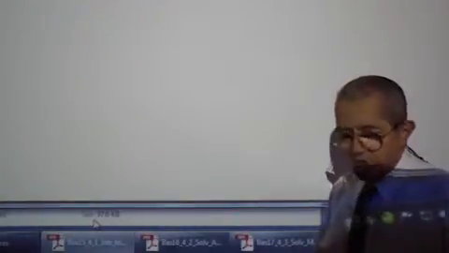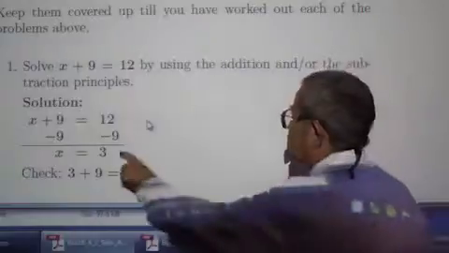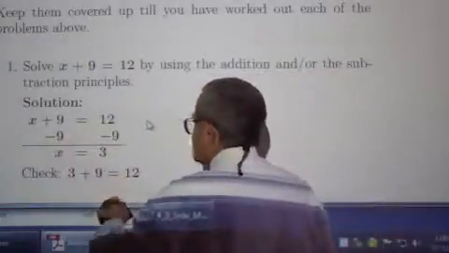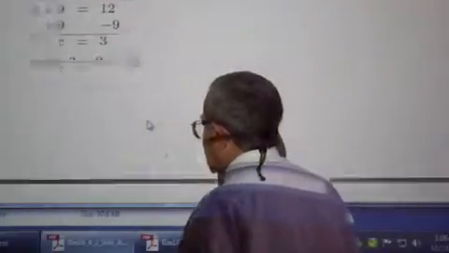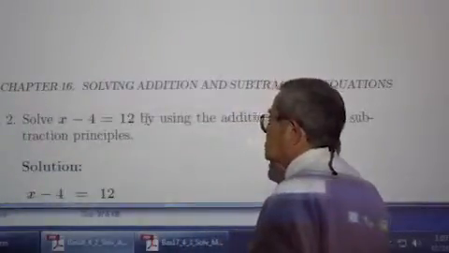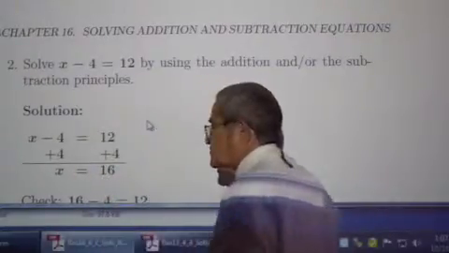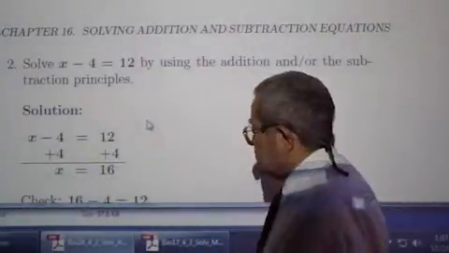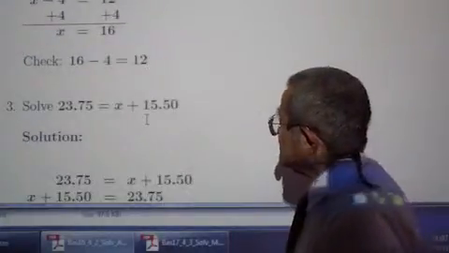Okay, that was for chapter 15. In chapter 16, we wanted to solve x plus 3, which is 12. Subtract 3 from both sides, you get x equals 9. You wanted to solve x minus 4, which is 12. Add 4 to both sides, you get x, which is 16. You're not copying this, you're just checking your answers, so I can go a little faster.